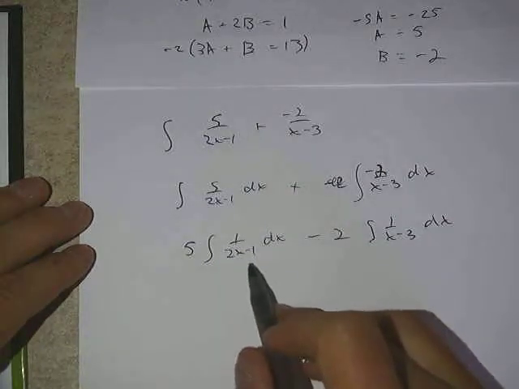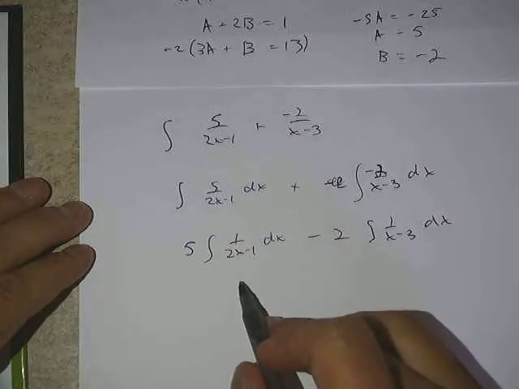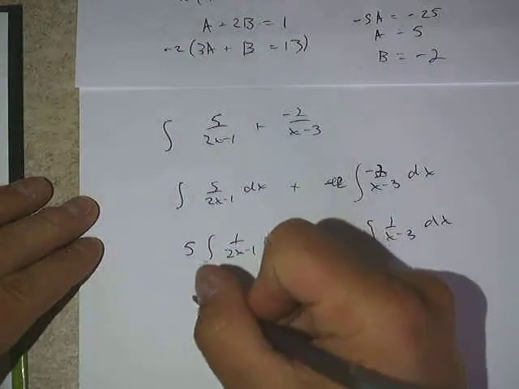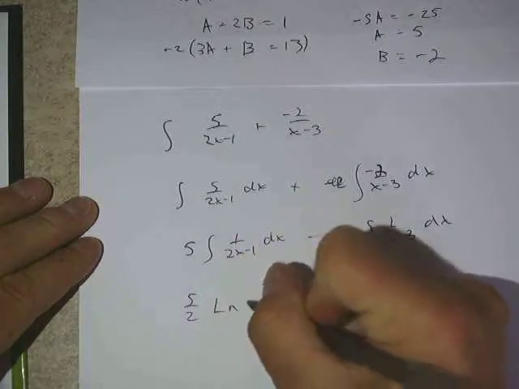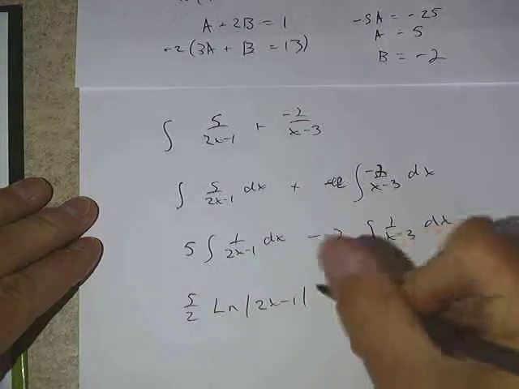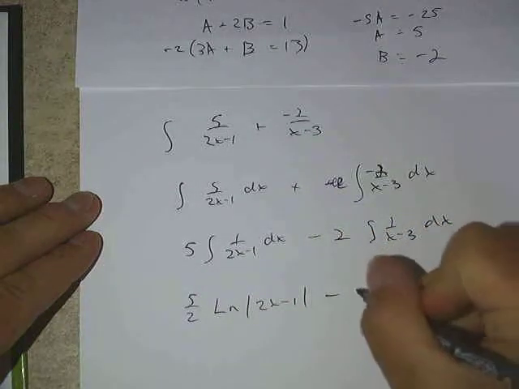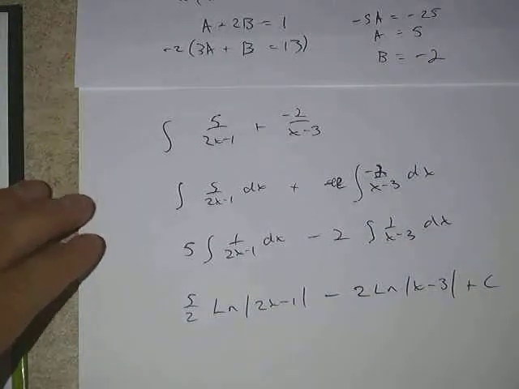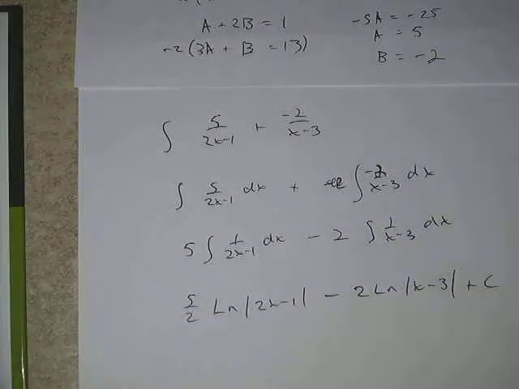Okay, and this one we have to be careful with a little bit because we have a chain rule issue with the 2x here. We know that if we let u equal 2x minus 1, our du would be 2 dx, which means that we'd have a half du to replace here. So ultimately we'd have 5 halves out in front, and then we'd have the natural log of 2x minus 1 here.